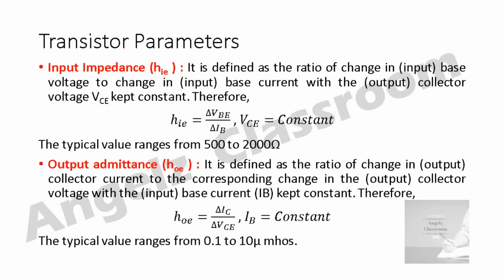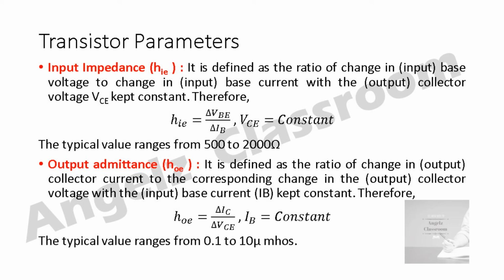Next topic is your transistor parameters. For all the configurations, we have 4 parameters. First one is input impedance, then output admittance, forward current gain and reverse voltage gain. For this input impedance, they have mentioned HIE. This is because the transistor parameters are also called hybrid parameters or H parameters.